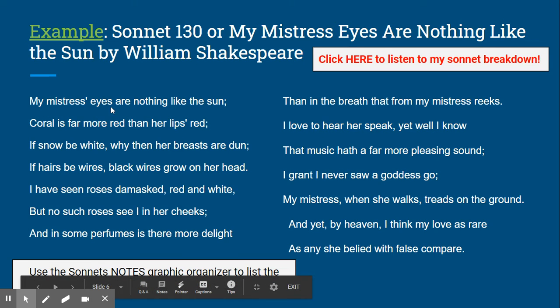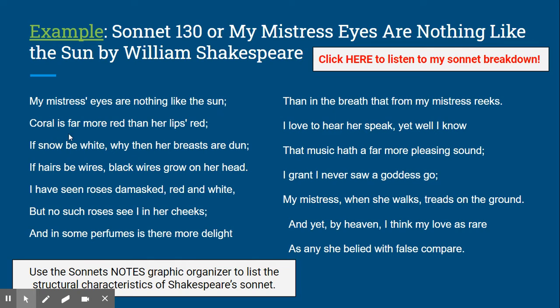My mistress's eyes are nothing like the sun. Coral is far more red than her lips is red. If snow be white, why then her breasts are dun. If hairs be wires, black wires grow on her head. So, we can see sun and dun rhyme and red and head rhyme. So again, that's A, B, A, B. And then we have a period here, which we can use to suggest that that is the end of the first quatrain. And again, that's four lines, 1, 2, 3, 4.